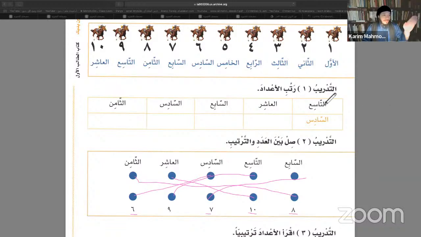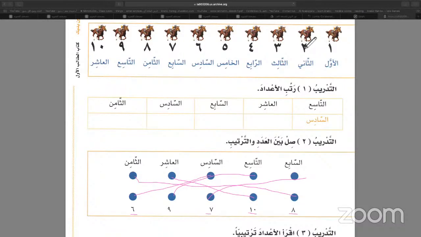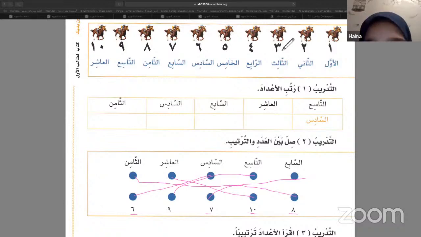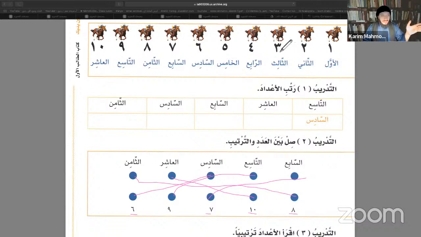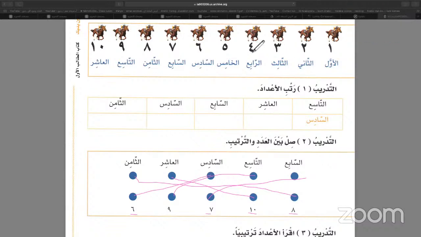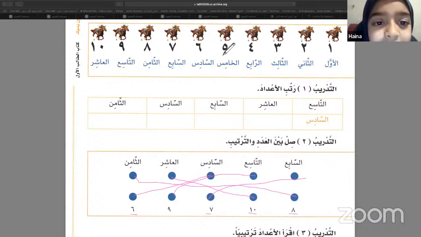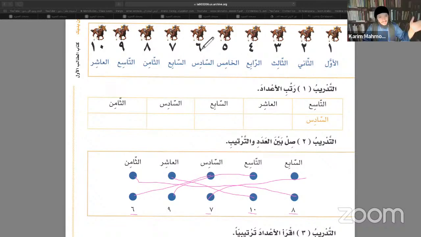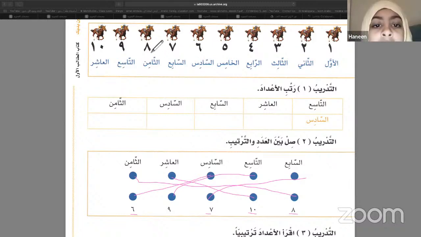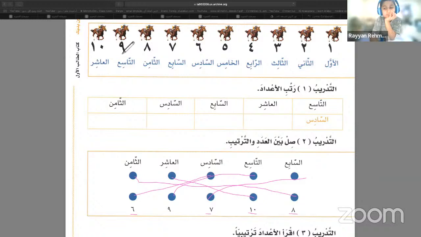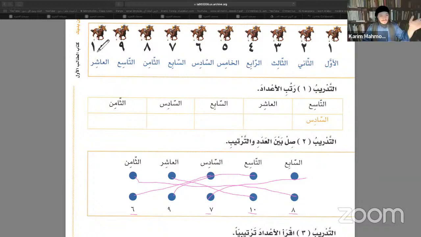Let's say them as numbers first, and then we say the ranking after. واحد. اثنان. Nobody go ahead, please. I know that all of you know it, but go with me. ثلاثة. أربعة. خمسة. ستة. سبعة. ثمانية. تسعة. عشرة.